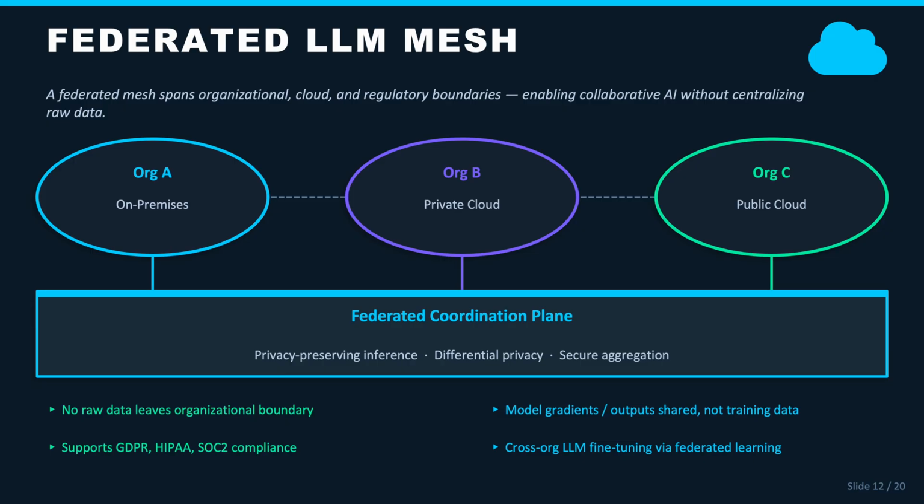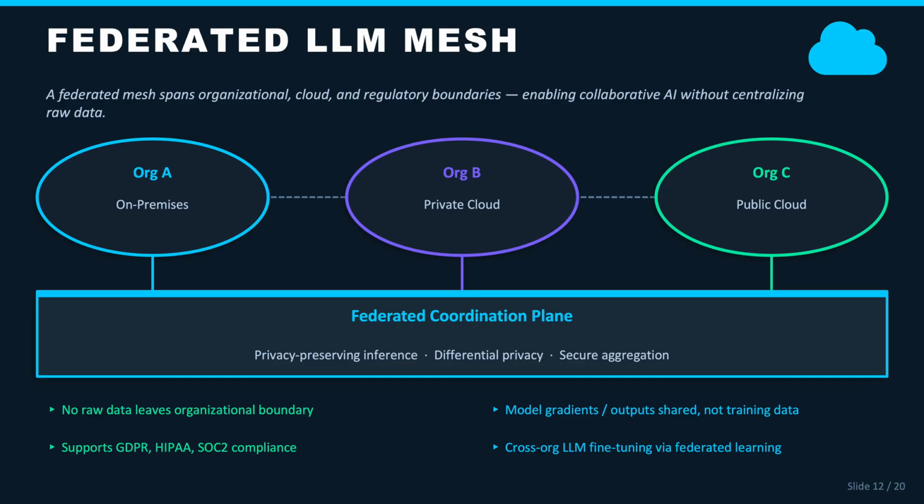In a federated topology, Org A runs models on premises, Org B in a private cloud, and Org C in a public cloud. All three participate in the mesh through a federated coordination plane that enables privacy-preserving inference, differential privacy mechanisms, and secure aggregation protocols. The critical principle is that raw data never leaves an organizational boundary. What gets shared are model gradients, outputs, and aggregated signals, never training data. This makes the pattern compliant with GDPR, HIPAA, and SOC2 by design.